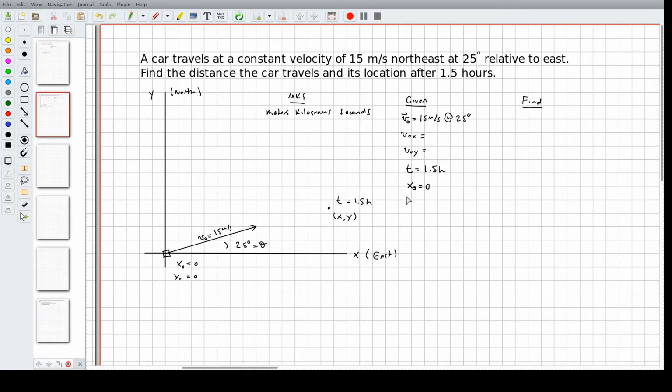Now, we also know, based off of how our picture was drawn, that our initial position in x and our initial position in y are 0. We also know, because of the fact that we're dealing with a constant velocity, that our acceleration is 0. Now, how do I know that?